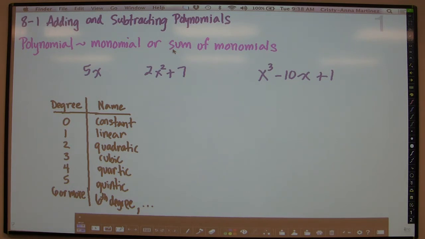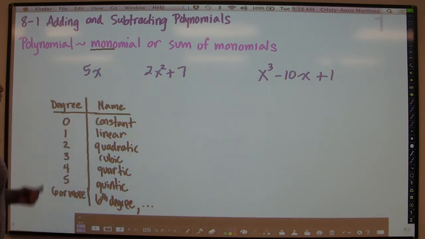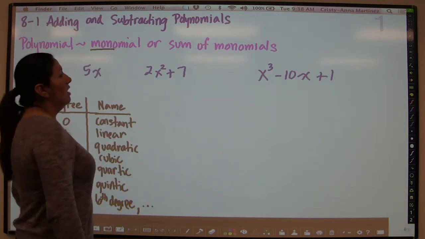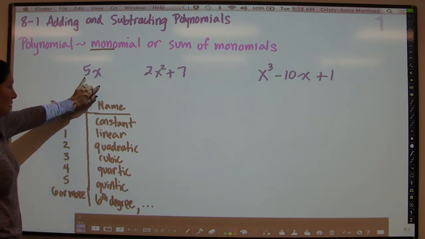A polynomial is any monomial or sum of monomials. And if you don't know what a monomial is, the root word here being mono, or the prefix, sorry, mono, means one. So it basically means one term. Or you can have a sum of monomials. So here we have some examples. This is a monomial right here.